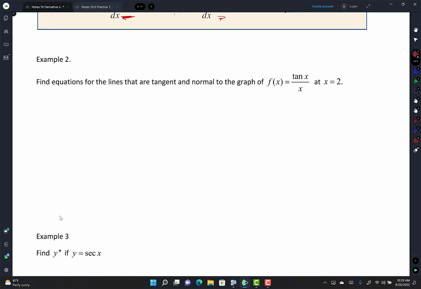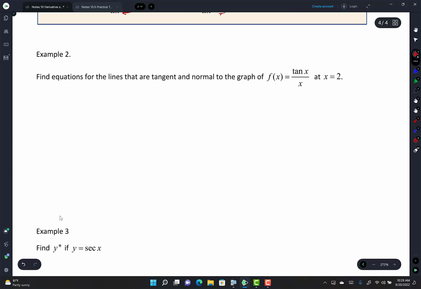Here we go. It says, find equations for the lines that are tangent and normal to the graph of f of x equals tan x over x at x equals 2. I need what and what for a tangent? Oh, I need a point and a slope. So I'm going to get my point by plugging in a 2. So here's my coordinate. 2 comma tan 2 over 2.